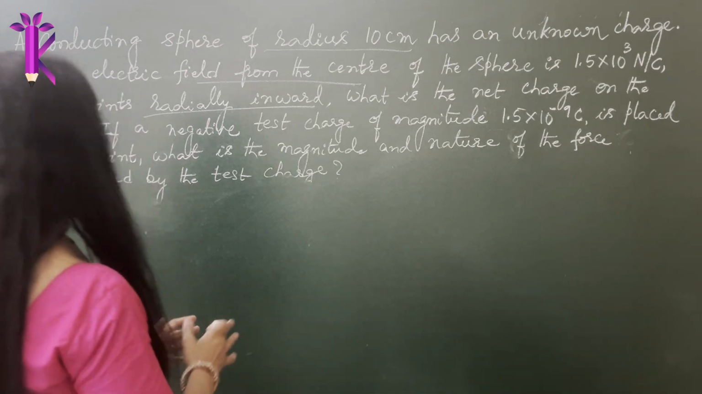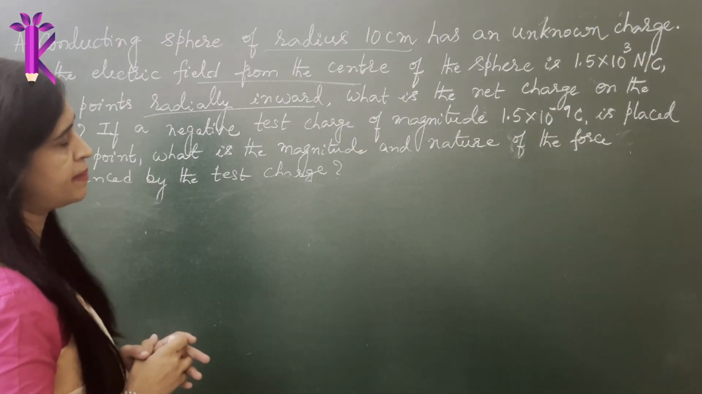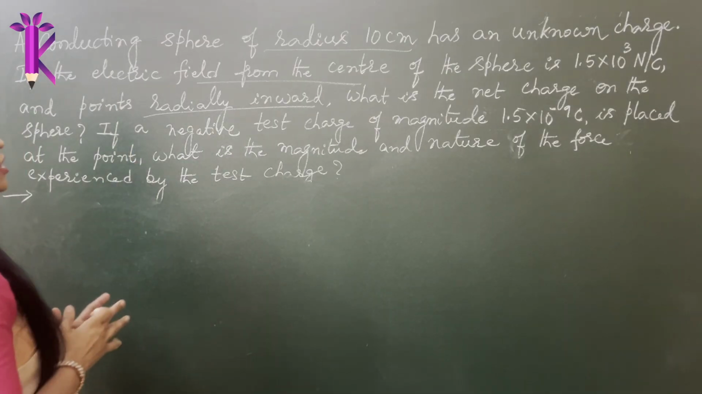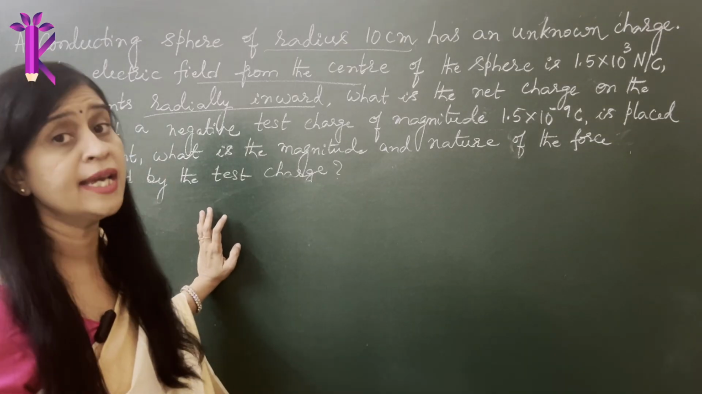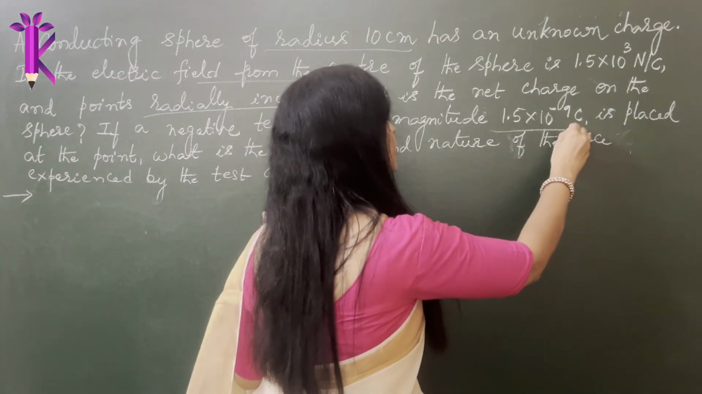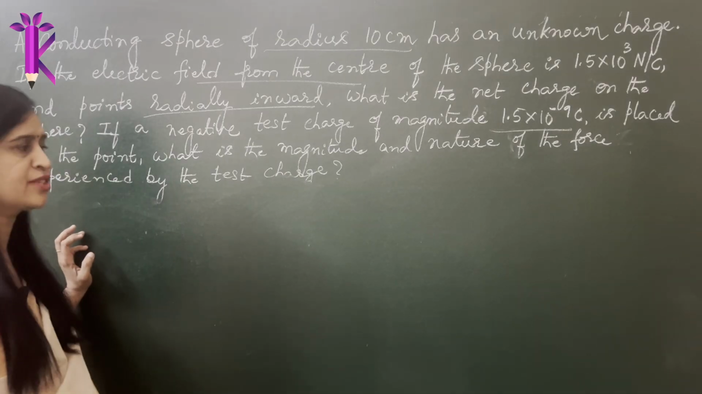The second part of the question is, if a negative test charge of magnitude 1.5 × 10^-9 coulomb is placed at this point. So you are keeping a negative test charge. Earlier we assumed the test charge to be a unit positive test charge. Here they're giving you a certain value placed at that point. What will be the magnitude of force and the nature of force?